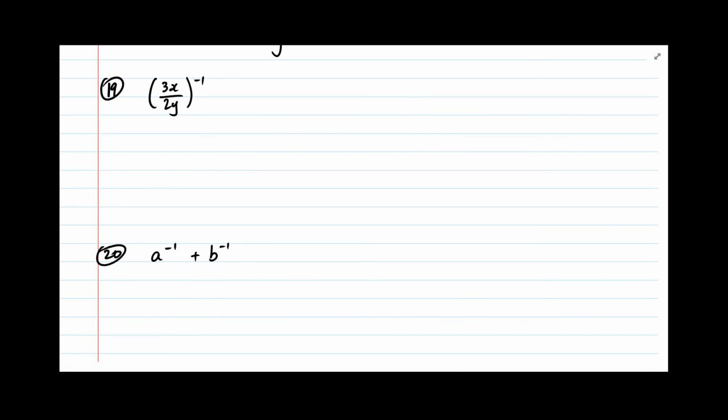Let's look at number 19. We have two ways of doing this. The -1 is really a way of writing the reciprocal of whatever is inside. So the fastest way to do this is just to flip everything on the inside, and we end up with our answer, 2y over 3x. Let's do it a little bit slower.